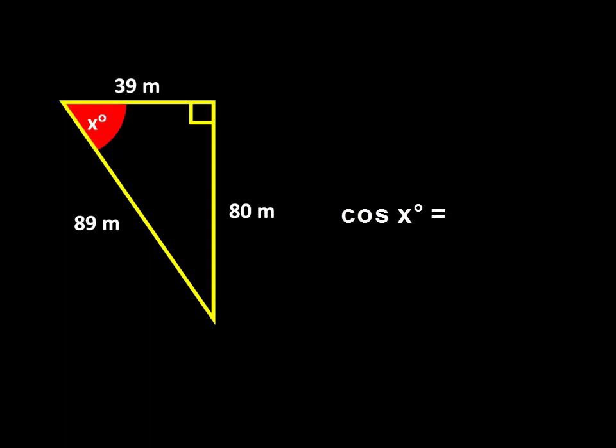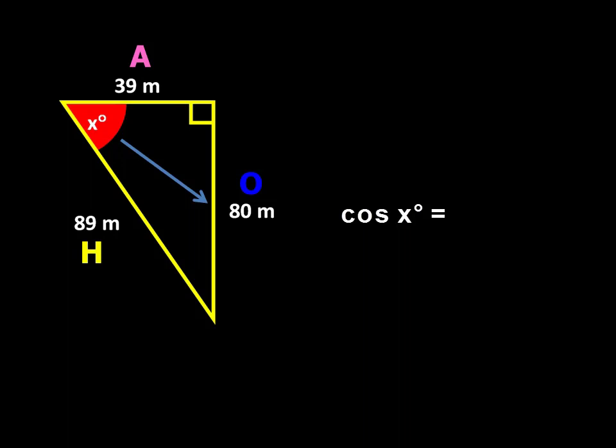In this question, we want to find cosine x. Before we can do that, we must label the sides. 89 is the longest side, and we know it's called the hypotenuse, letter h. 80 is opposite to angle x, so we call it the opposite, letter O. And 39 is called the adjacent, letter A.